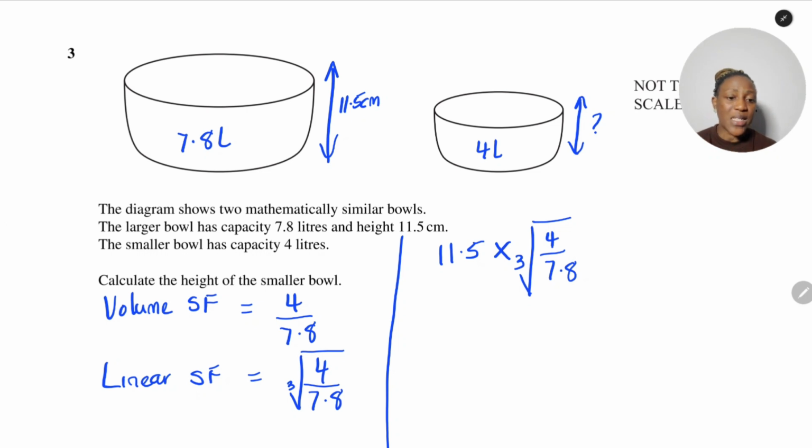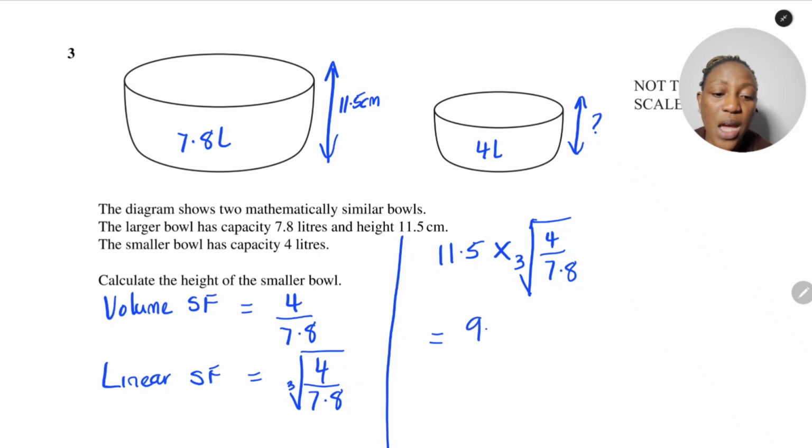You might be wondering, why didn't I evaluate the cube root of 4 over 7.8? I could have, but I'd rather evaluate all my values when I get to my final answer. That makes my work neater and it helps me avoid hasty approximation. I think you should employ this approach. So I punch this into my calculator.